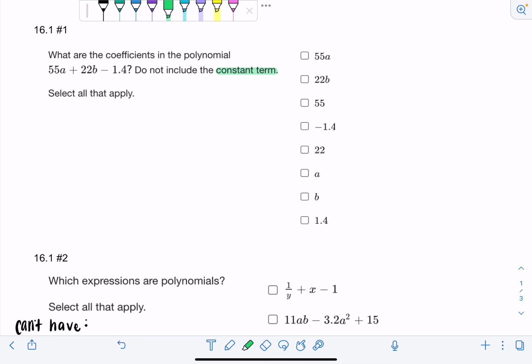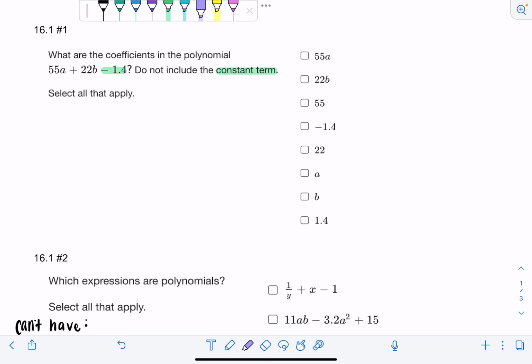Constant meaning it's going to always have the same value. It's never going to change in value. So what that looks like in algebra is a number that is not being multiplied by a variable. So in this case, the constant term would be negative 1.4 because it doesn't have a variable attached to it that could change its value. So negative 1.4 would be the constant term, so we're not going to include that in our list.